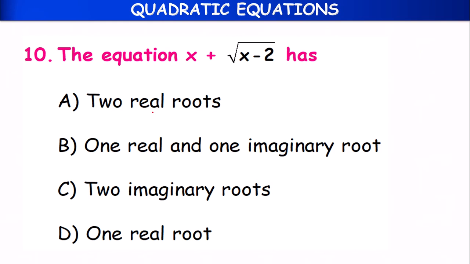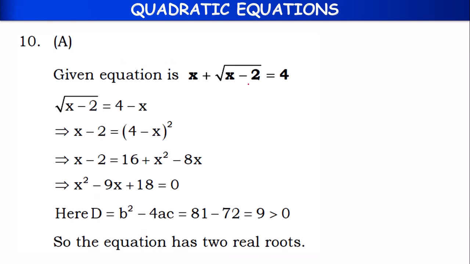Next one, 10th question. The equation x plus root of x minus 2 has 2 real roots, 1 real root, 2 imaginary, or 1 real root and 1 imaginary. Means we have to find out the nature or character of roots and find the answer. But here the root symbol is there. We have to remove the root symbol first.